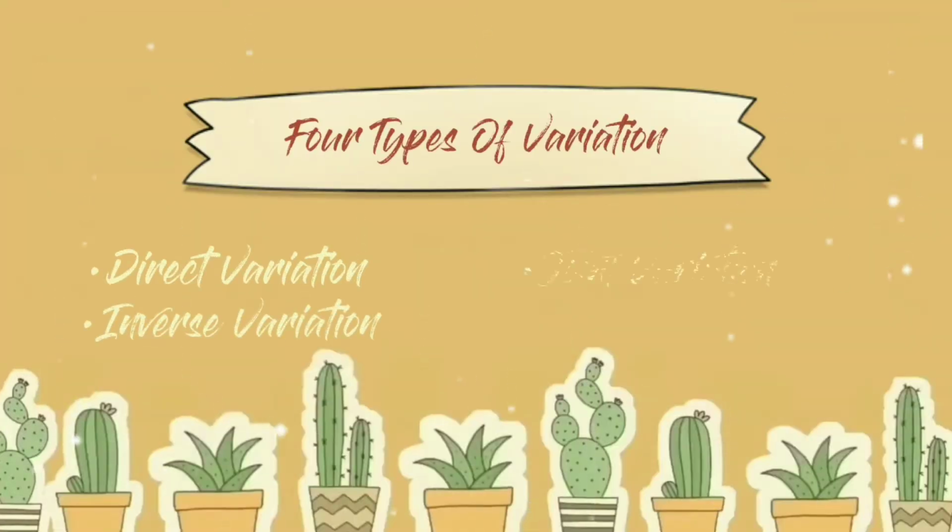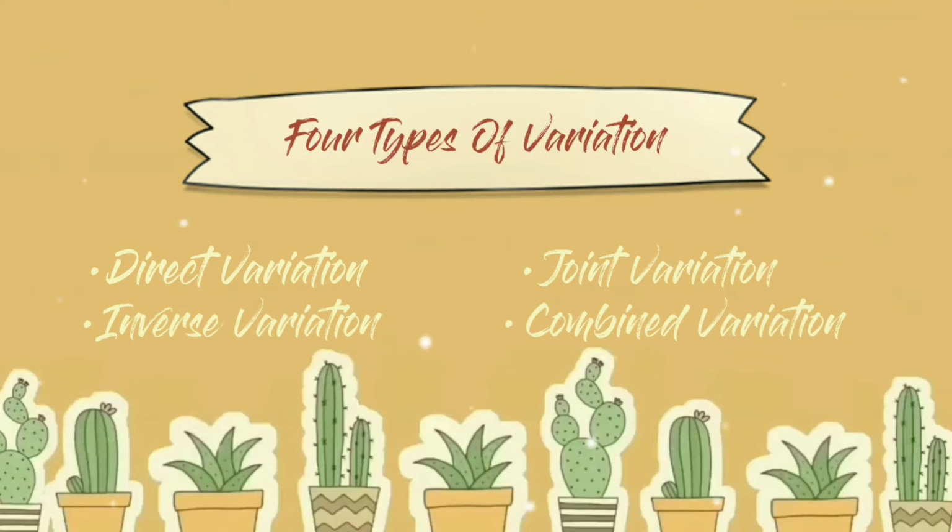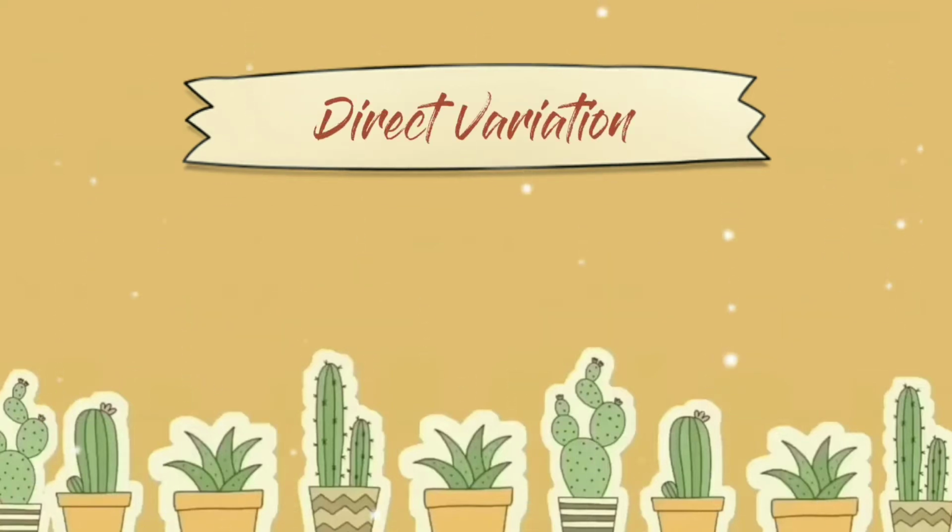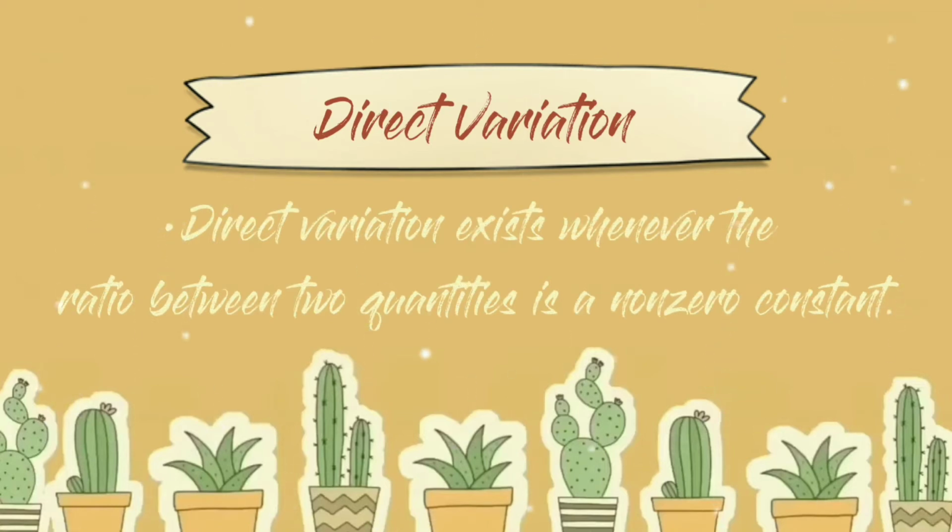Four types of variation: direct variation, inverse variation, joint variation, and combined variation. Direct variation. Direct variation exists whenever the ratio between two quantities is a non-zero constant.